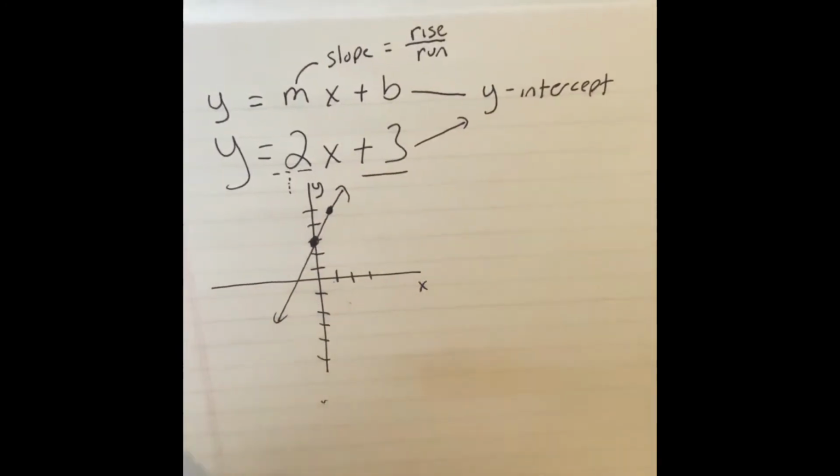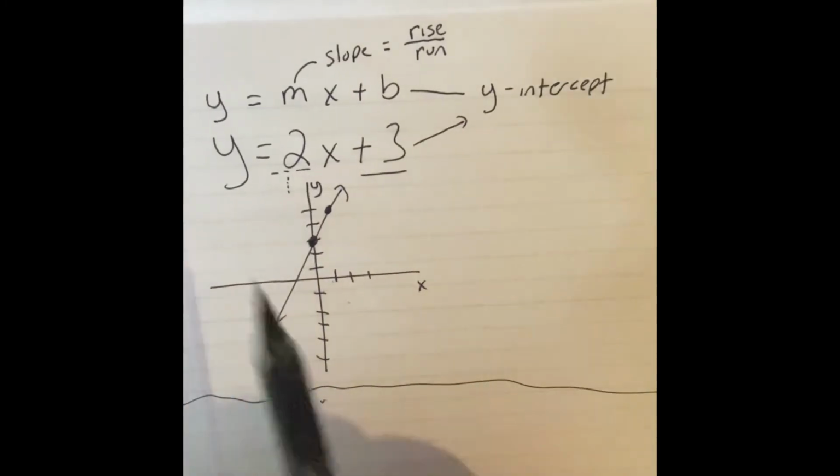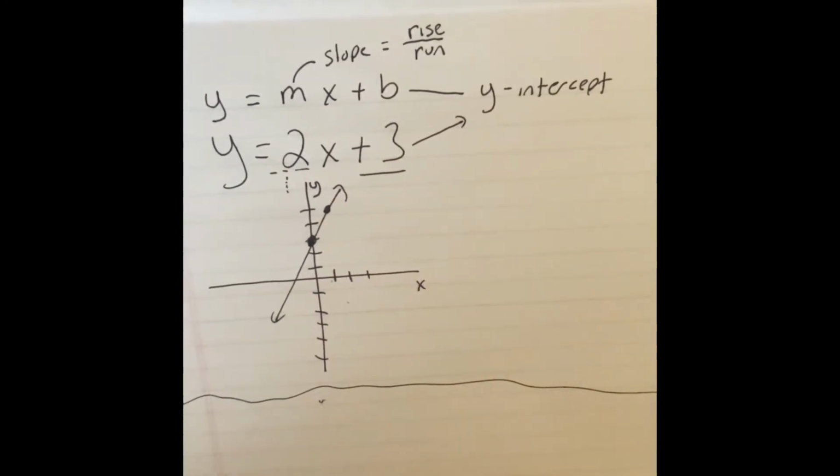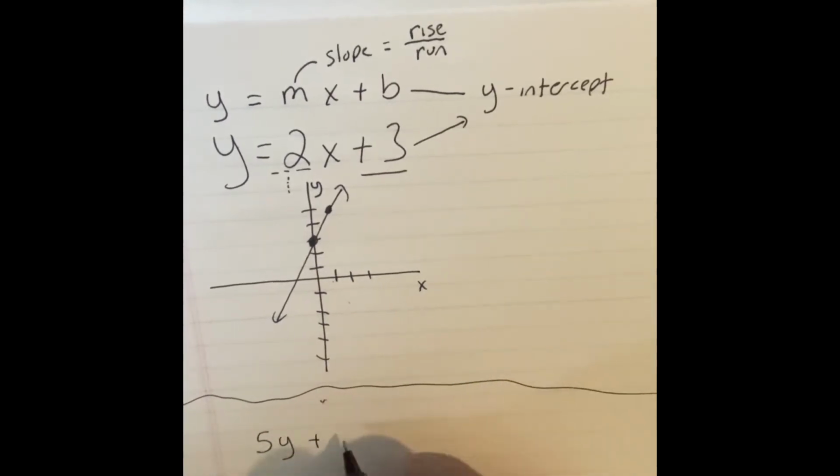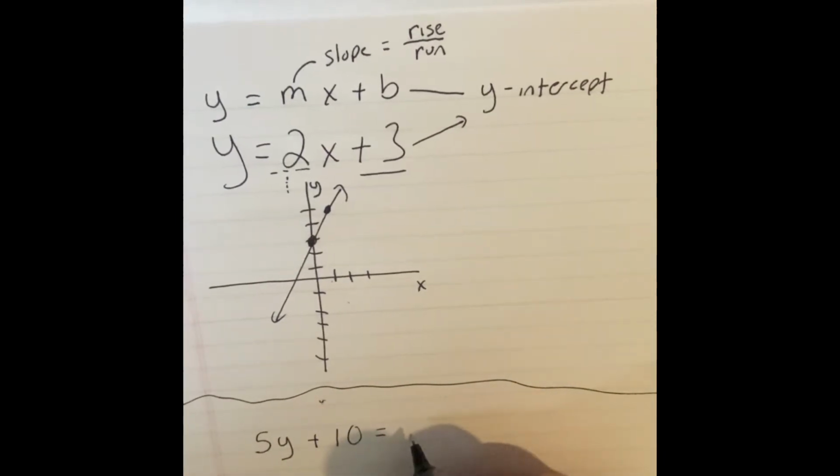Now, the work we did last week is a little bit harder because you didn't have the y by itself at the beginning. So I'm going to give you one that doesn't have the y by itself and maybe give you one that has a fraction in it somewhere. So maybe we got 5y plus 10 equals, I don't even know here, let's say 4x.